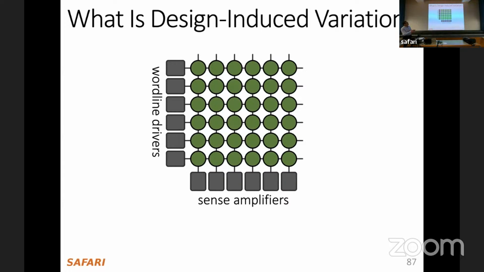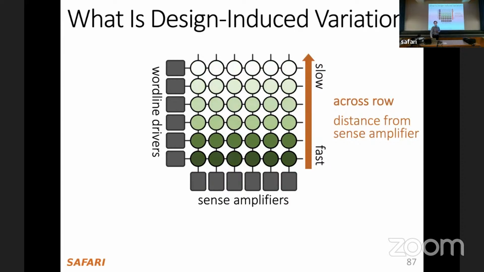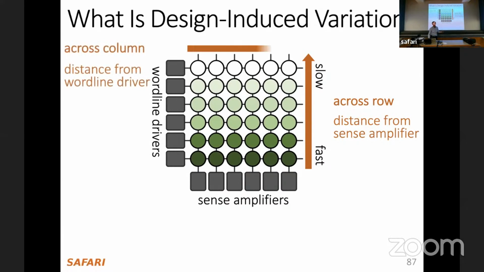If you look at a DRAM subarray, you have word line drivers. You activate the row and they drive the row, and then sense amplifiers. We've discussed these before. Now, across the rows, if you're far away from the sense amplifier, you're naturally expected to be slower, right? Because it takes time to propagate across the interconnect. So the rows that are closer to sense amplifiers are faster, and the rows that are farther are slower. A similar effect exists across the columns. If you're closer to the word line driver, sensing becomes much faster because, again, your interconnect delay is lower. If you're far away, you're slower.